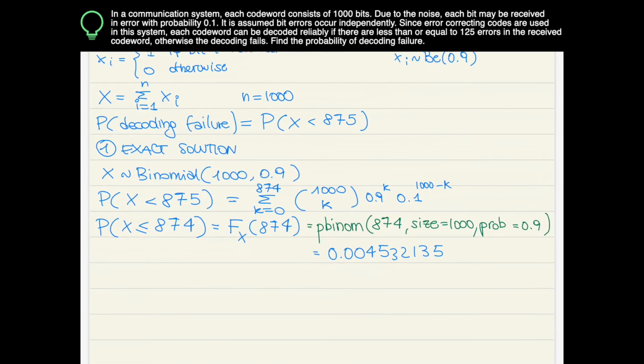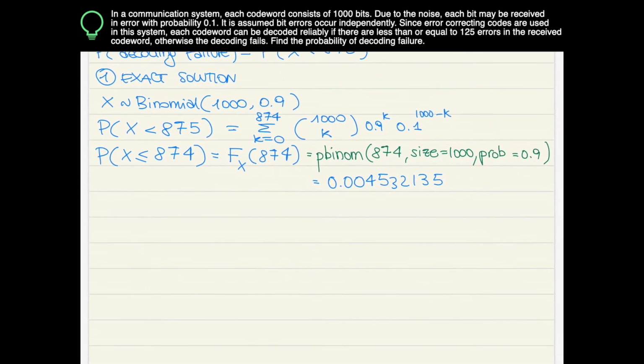Great, and this is the exact, super exact result. However, there's another way to do this, and in particular, if you don't have access to RStudio, for example, then this is necessarily the way to do it, as we don't have time to evaluate 875 times the binomial distribution. So we can use instead an approximate solution.